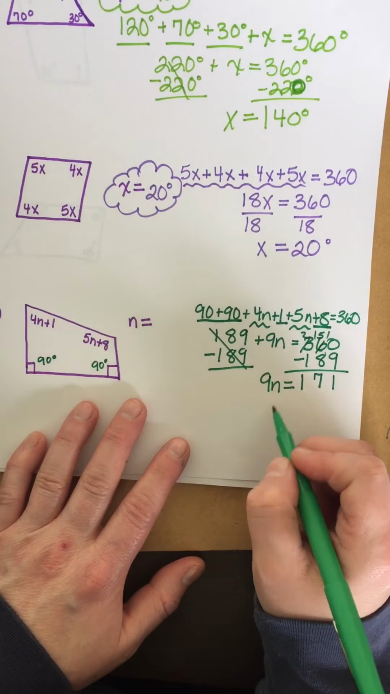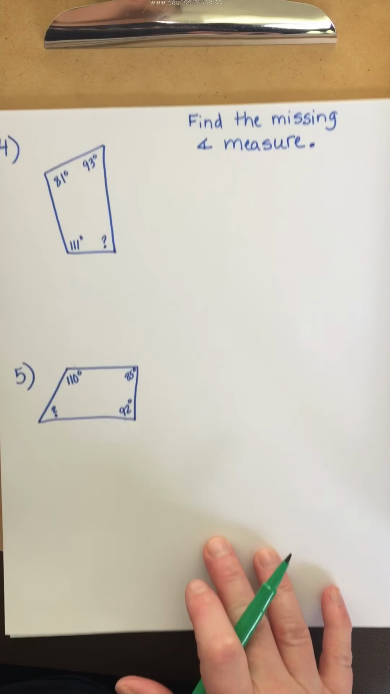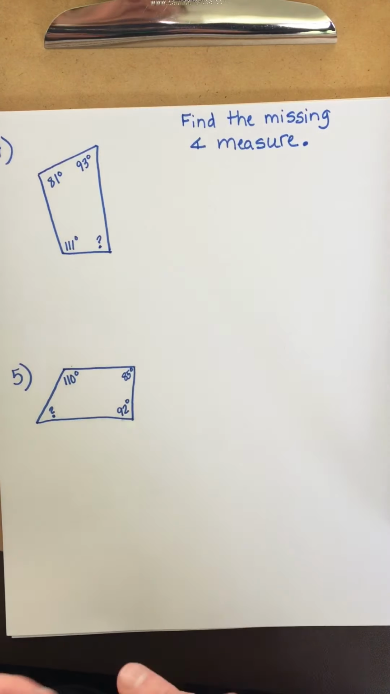All right, let's do two more. For these, all we're doing is finding the missing angle measure. No variables. Okay? We're going to do it the exact same way. So we have 81 plus 93 plus 111. And you can put plus a variable equals 360, but let's do this one a little different. Let's add up the ones that we have and then just subtract it from 360.